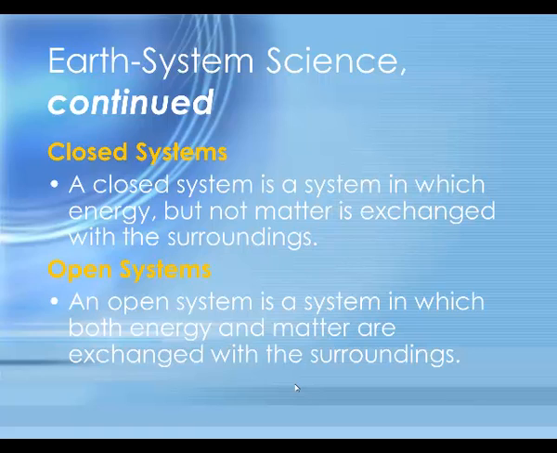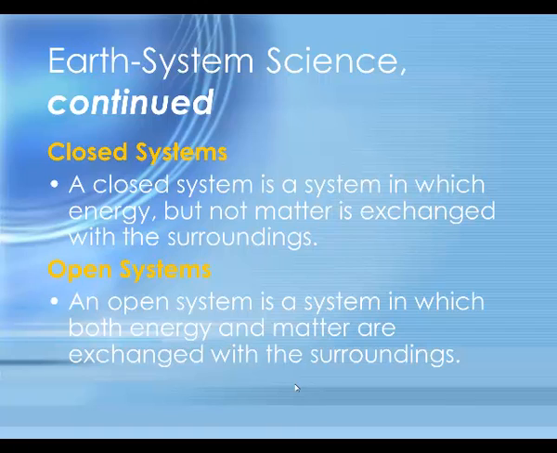Your body is an example of an open system. You are breathing. You're taking in gases from the atmosphere. You are releasing different gases into the atmosphere. So you're exchanging matter. Solar energy is coming in contact with your skin. It warms your skin. So you are exchanging energy from the atmosphere as well. And then also you're releasing heat energy into the atmosphere.